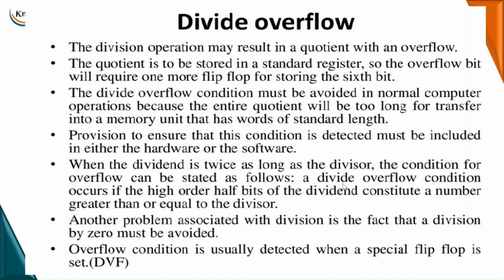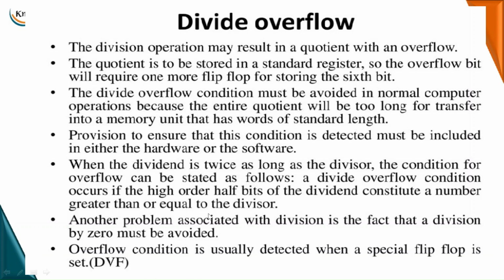In this type of situation, overflow has to be detected. There is a special flip-flop present in your hardware. We call it the divide overflow flip-flop, DVF. Whenever this condition is satisfied, the hardware will come to know that there is a divide overflow situation in that particular problem, and it will set the DVF flip-flop to 1.